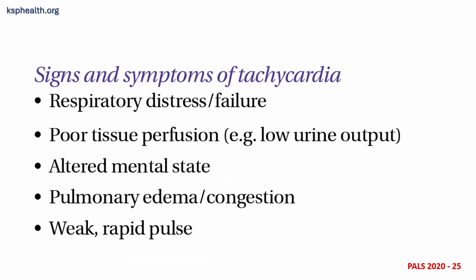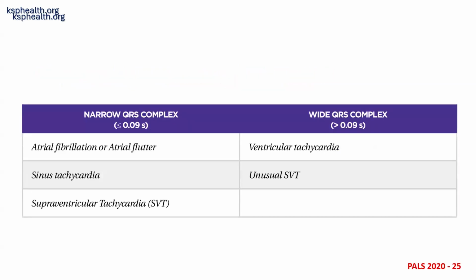What are the signs and symptoms of tachycardia? They can present as respiratory distress or failure, poor tissue perfusion, meaning low urine output, altered mental status, pulmonary edema and congestion, and weak rapid pulse. So when you have a tachycardia, immediately look at the QRS complex, whether it is less than 0.09 second or more than 0.09 second. How to read the EKG and calculate the QRS complex, we discussed in a chapter in PALS 1 and also ACLS 1.